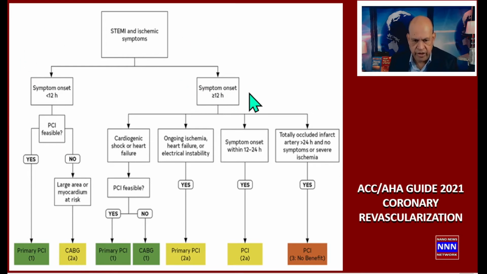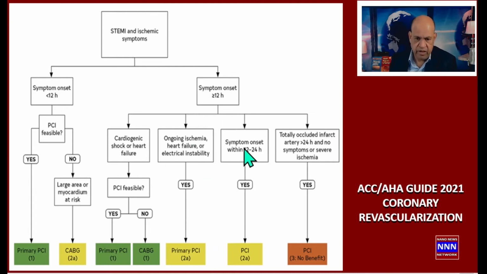Now let's get to the other side. Symptoms are greater than 12 hours. So there's no urgency in terms of rushing them to the cardiac catheterization lab, unless they have cardiogenic shock. Then if PCI is feasible, do it. Otherwise, we go for coronary artery bypass surgery. If there's ongoing ischemia, heart failure, arrhythmias, or electrical instability, then of course a PCI should be attempted. If they have severe triple vessel disease and low ejection fraction, then surgery may be the best option.